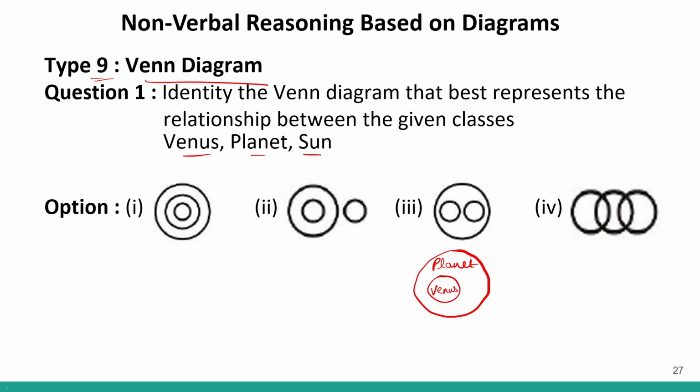Okay. Now what is sun? Is sun a planet? No, sun is a star. So it is a different category. So I will have a different Venn diagram to represent the sun. So this is what my representation will be like. And this is given in which option? This is given in option number 2. So option number 2 will be your correct answer. Okay, clear? Venus is a planet, so Venus is inside planet, and sun is a separate entity because it is a star. It has no relationship with planet.